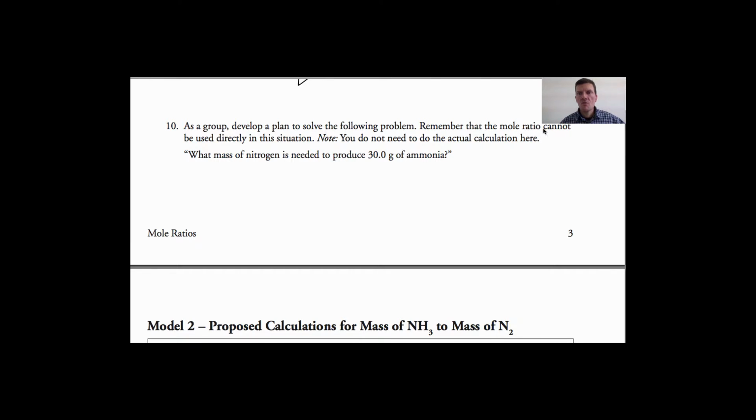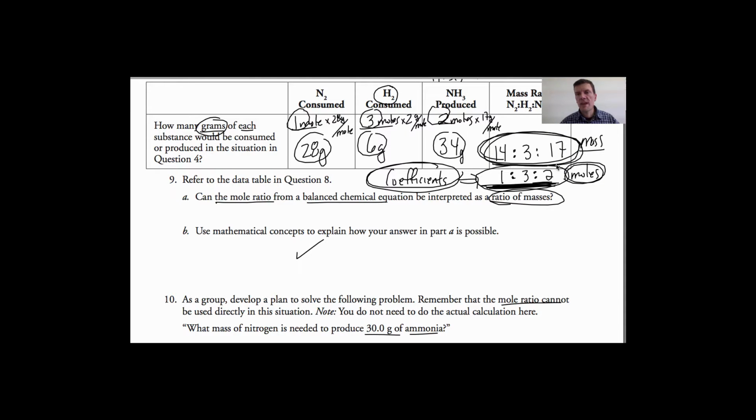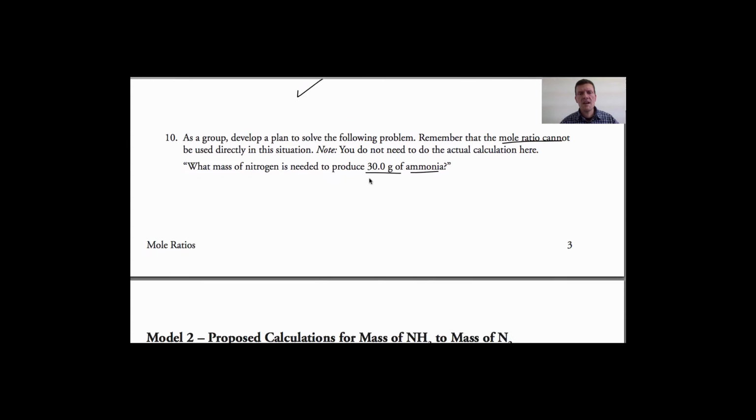Okay, remember that the mole ratio cannot be used directly in the situation. Note, you do not need to do the actual calculation here. What mass of nitrogen is needed to produce 30 grams of ammonia? Well, yes, that's true, the mole ratio cannot be used directly, but we would convert each of these to moles. That would be my suggestion. Yes, we could, if we wanted to, use, now that we have them, the mass ratios, but how did we get those mass ratios? We had to convert moles to mass, moles to mass.